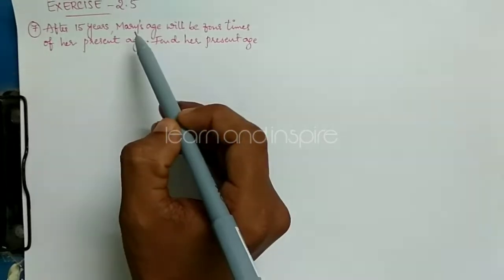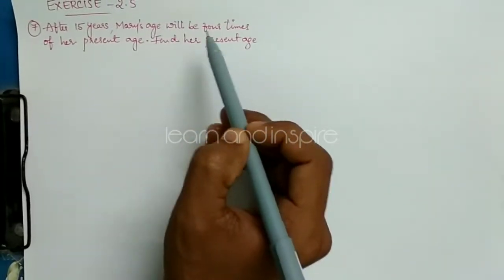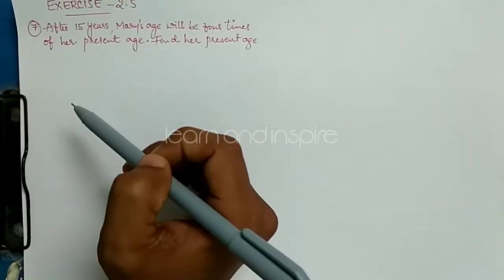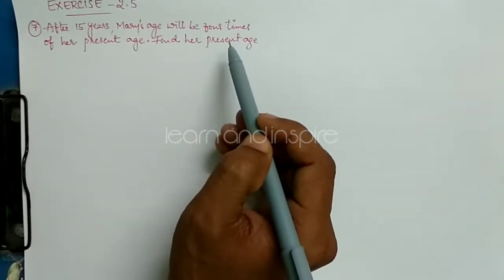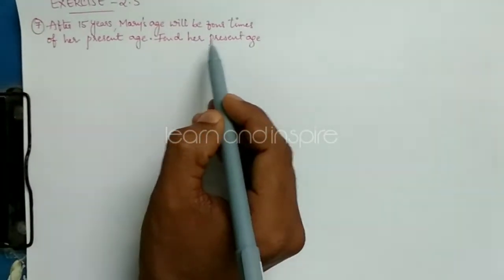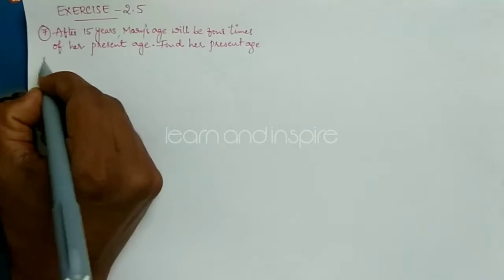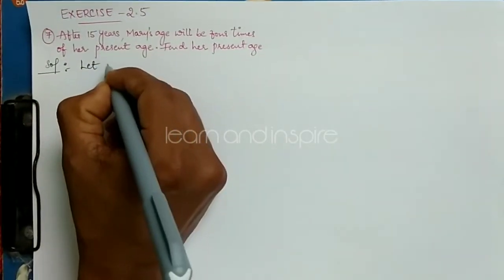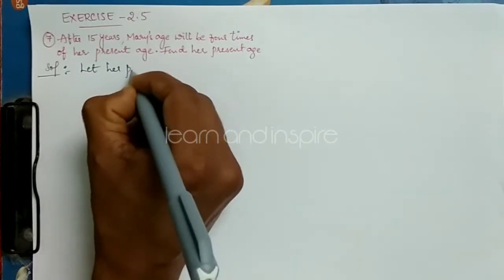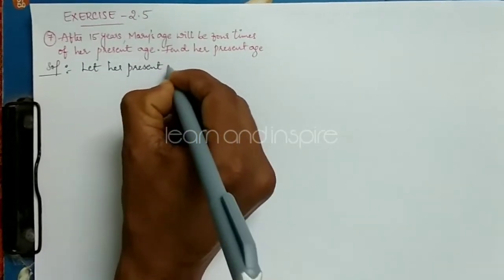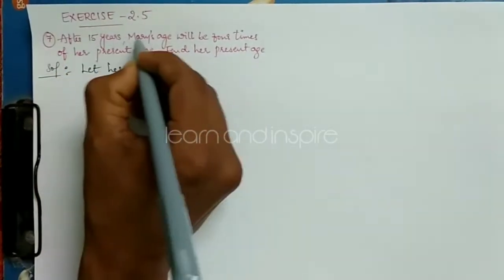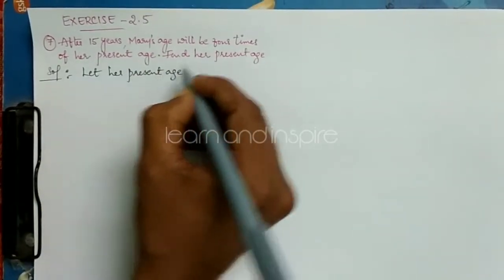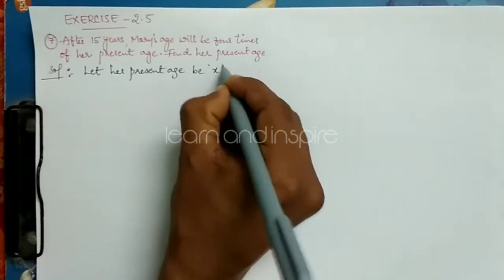After 15 years, Mary's age will be 4 times her present age. Find her present age. So here we do not know what her present age is. So we write, let her present age be... what is her? Her is nothing but Mary's age. Let Mary's present age be x.